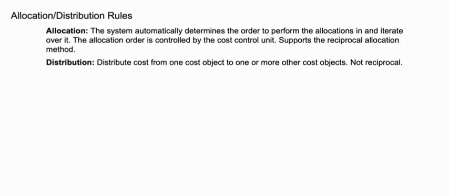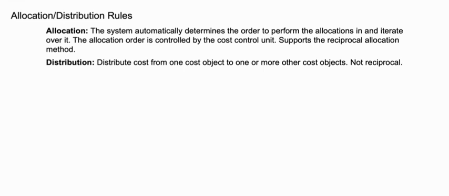And we have allocation and distribution rules. Even though they sound the same, there are slight differences between them. In allocation, the system automatically determines the order to perform the allocations in and iterates over it. The allocation order is controlled by the cost control unit, which means that, for example, first the cost center is allocated and then the product in this example. And it supports the reciprocal allocation method.